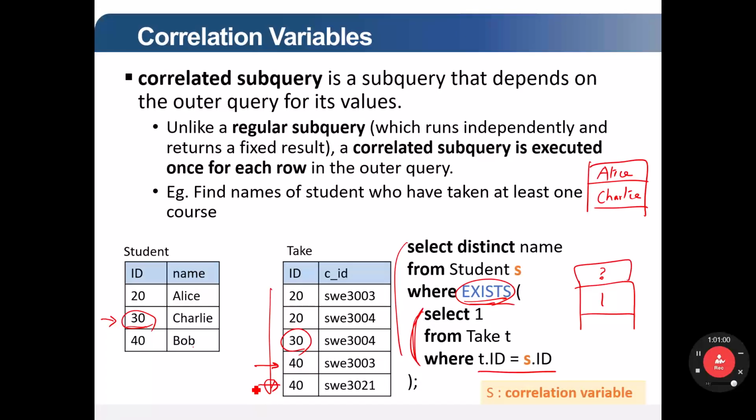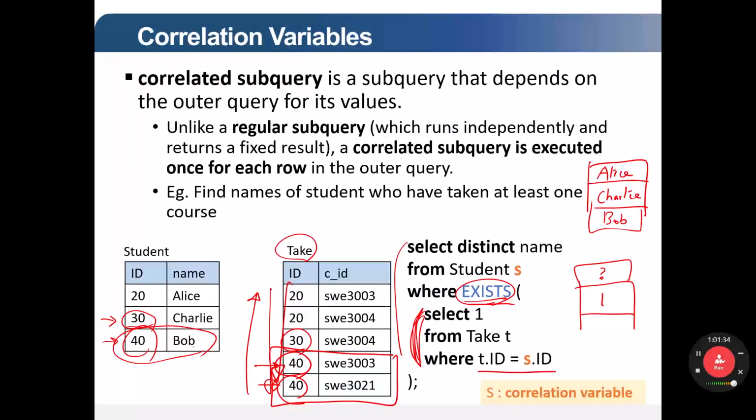And then the cursor will be rolled back to the first record of the take table. And we will move back to the outer query and move the cursor. So now we access Bob in the outer table and scan the take table again to find out that the last two records have the same ID as Bob's ID. So again, this select query is going to return a non-empty table. So Bob will also be inserted. Okay, that is how we process nested queries when they have a correlated variable.